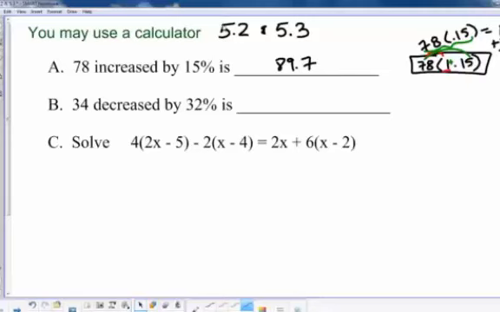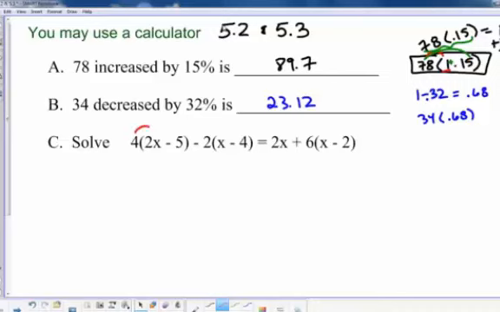All right, so then 34 decreased by 32%. If you're decreasing by 32%, the whole is 1, and 1 minus 0.32 is 0.68. So if you multiply 34 times 0.68, you'll just get the answer right away, which is 23.12. You could multiply it by 0.32 and then subtract it, but that would be the easier way, just multiplying it by 0.68. That's what you're keeping.